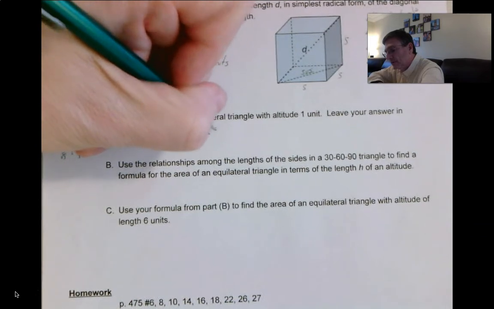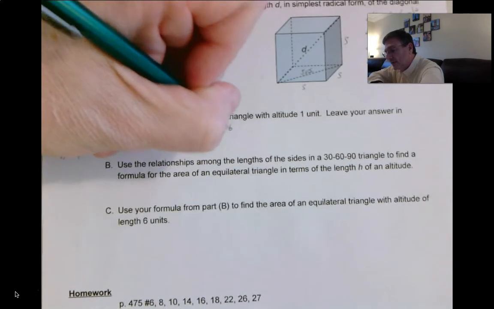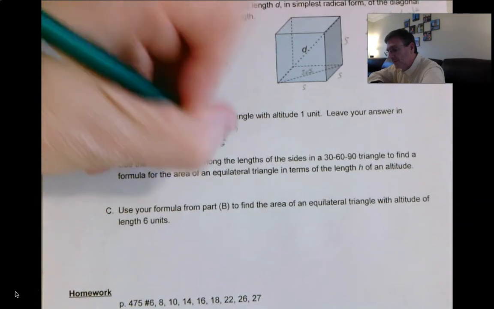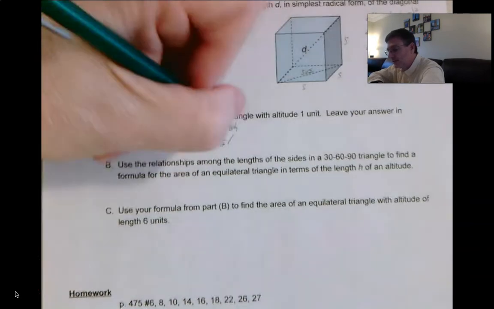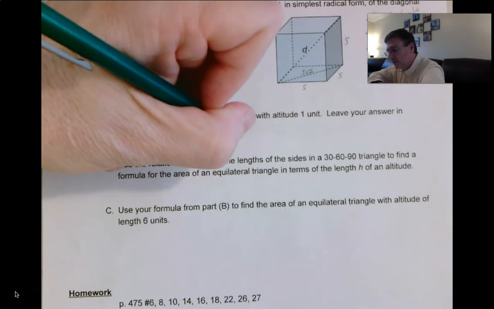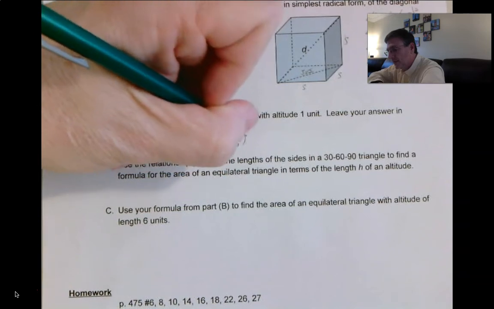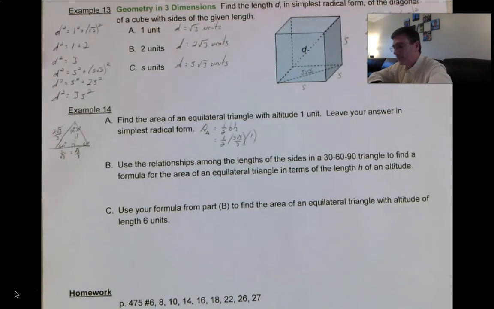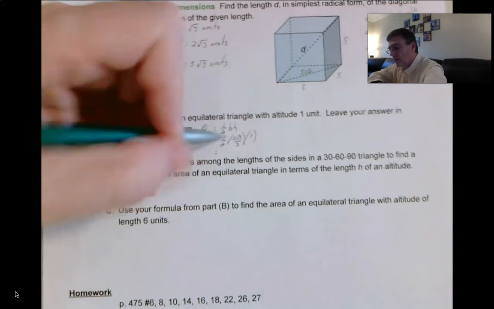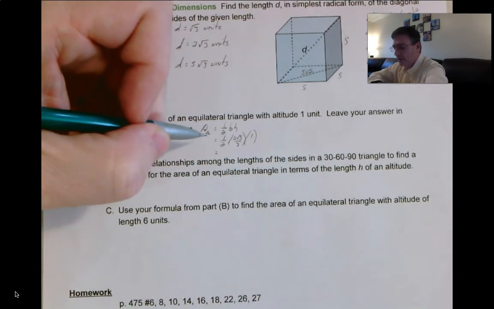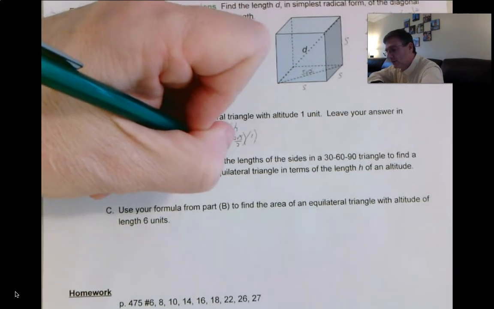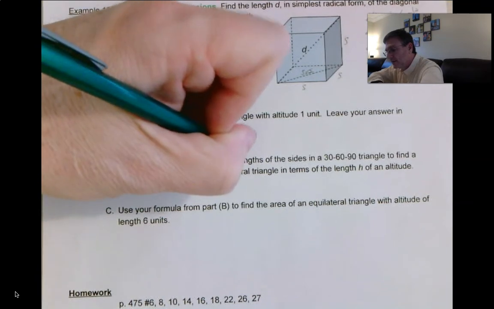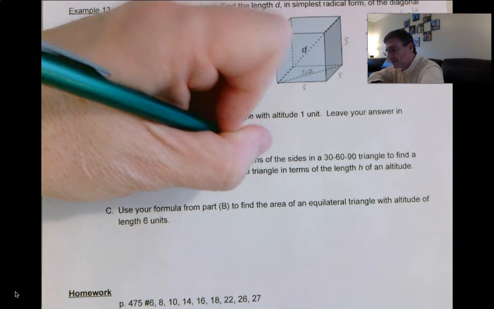The area of a triangle is equal to 1/2 base times height. 1/2 base is, we just calculated, 2 square root 3 over 3, and we were told the height is 1. Half of 2 square root 3 over 3 is just square root 3 over 3 units squared.